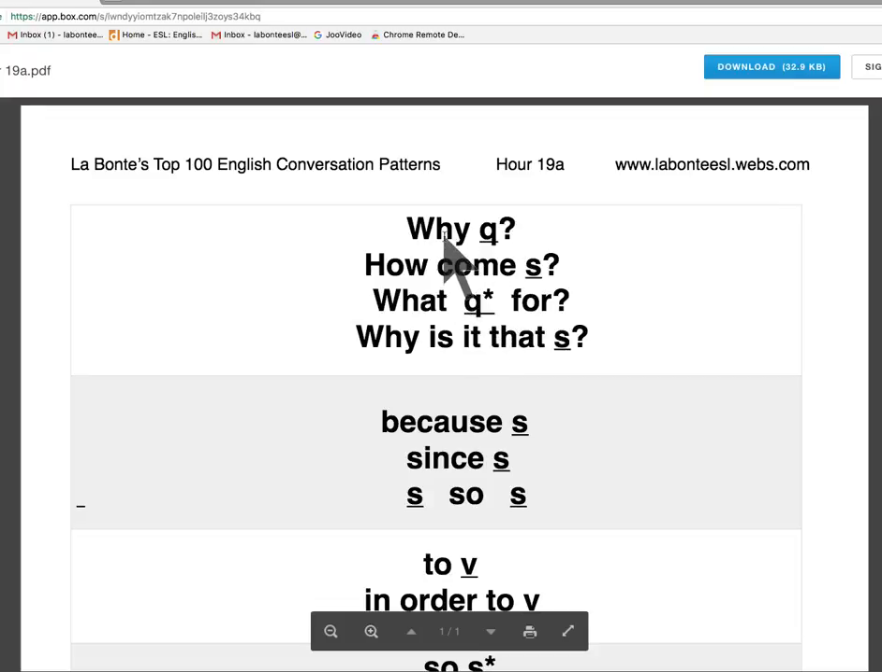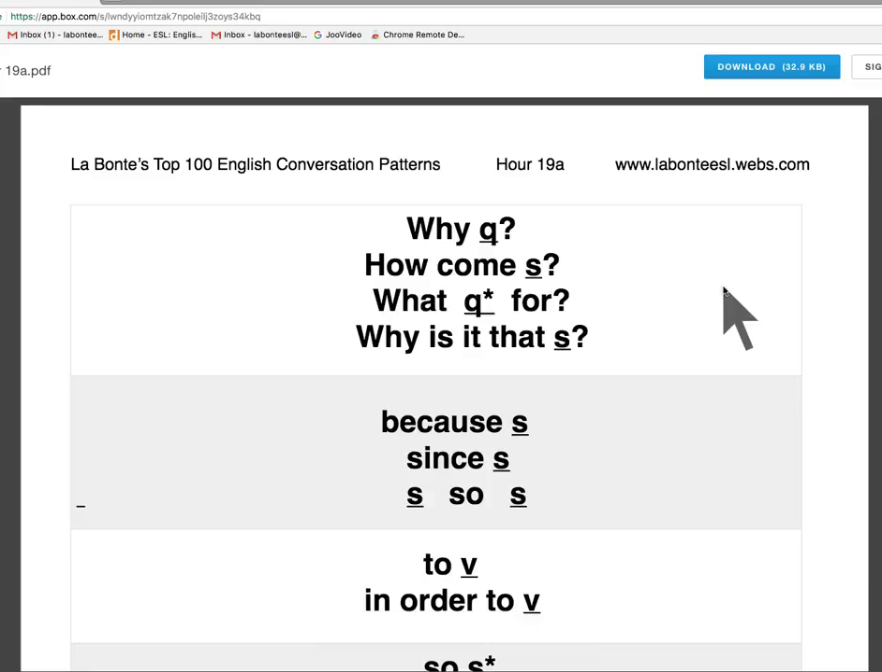But let me give you an example here. Why did you study? How come you studied? What did you study for? Why is it that you studied? There's 4 ways to say this. People's initial response to how come is that no one ever uses it.